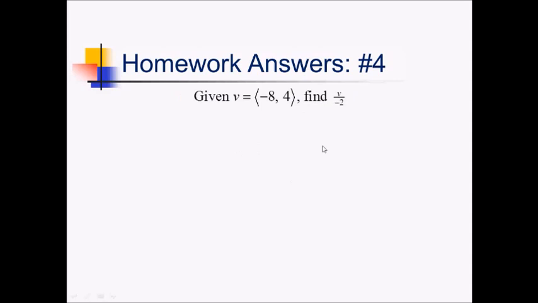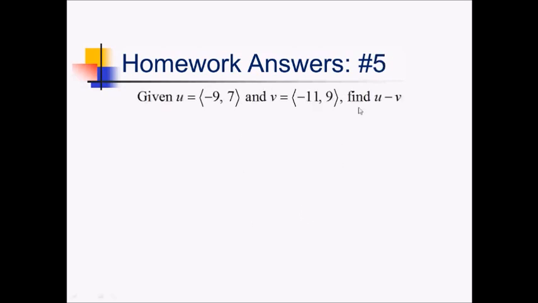For this problem, I'm essentially trying to divide the v vector by -2. So let me write this as -8, comma, 4 over -2. And now I'll just divide each of these individually by -2, giving me the vector +4, comma, -2.